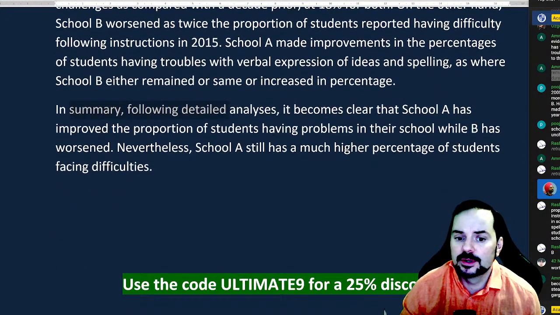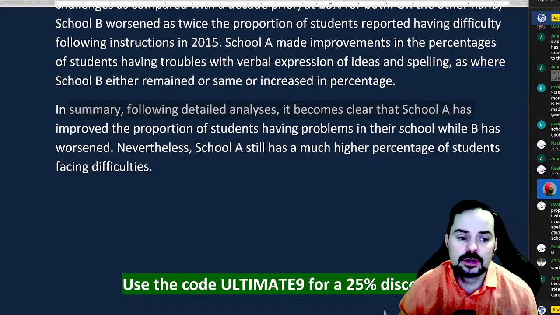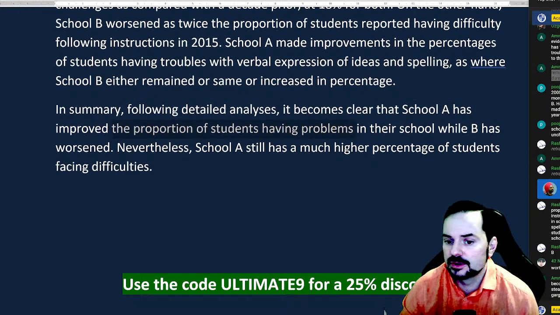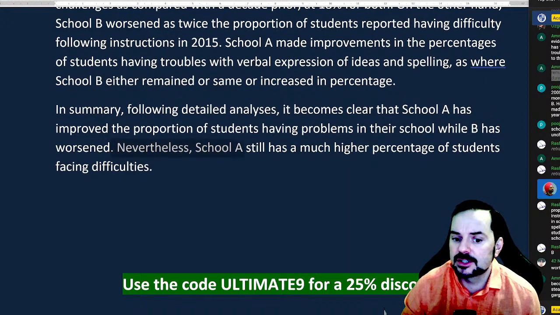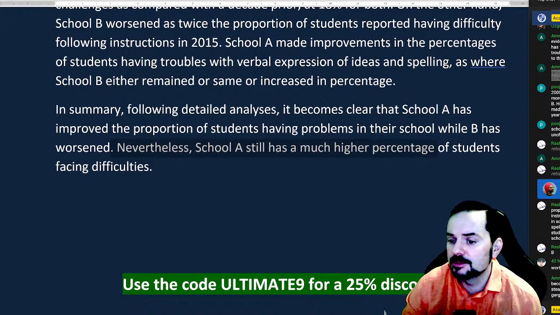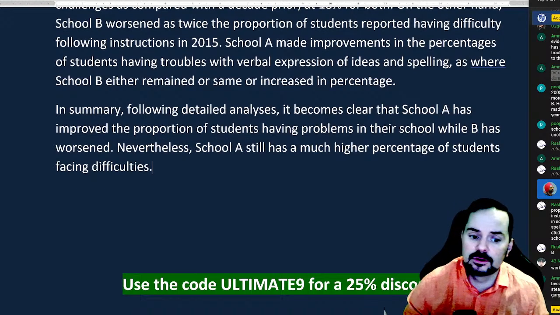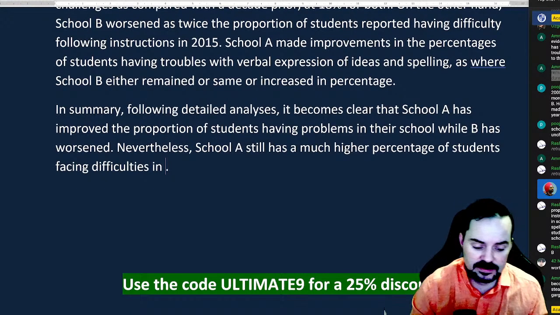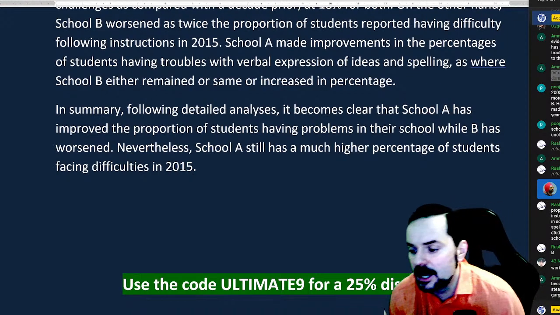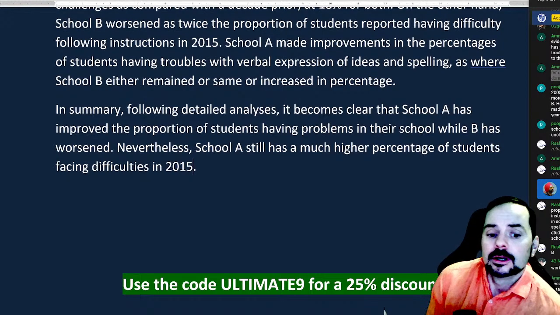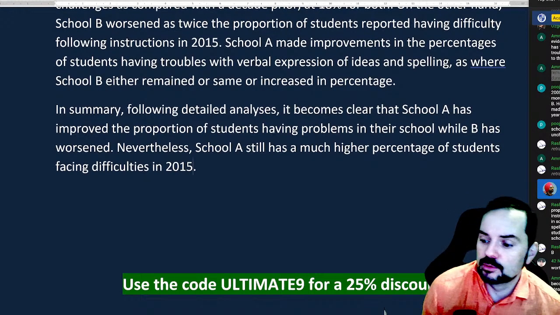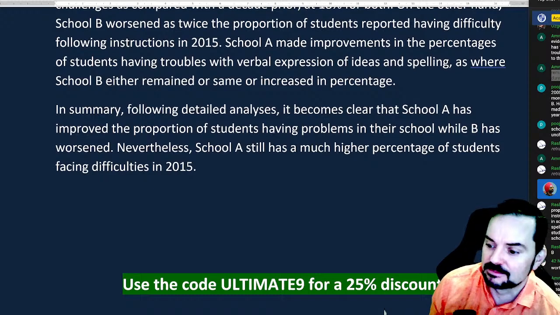In summary, following detailed analysis, it becomes clear that School A has improved the proportion of students having problems in their school, while B has worsened. Nevertheless, School A still has a much higher percentage of students facing difficulties in 2015, for clarity. And now we have a better analysis. My voice, I'm kind of losing it.